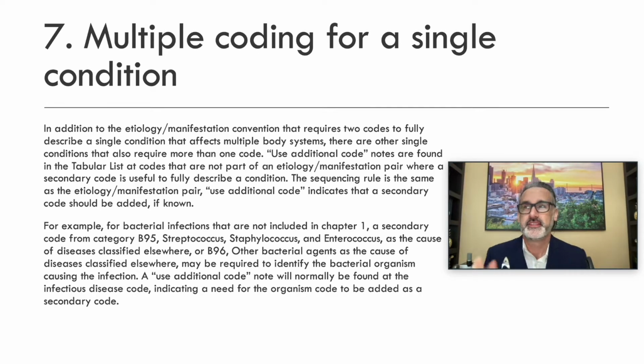And part number 7 here, this is actually a 2-part slide, dealing with multiple coding for a single condition. And here's where the etiology comes in, or the manifestations, when we have 2 codes that describe a single condition that can affect multiple organ systems. And looking at the guideline rule here, it says that we use the phrase use additional code. Notes are found in the tabular list that are not part of the etiology or the manifestation pair when a secondary code is useful to fully describe the condition. The sequencing rule is the same as the etiology or manifestation pair, where use additional code indicates that a secondary code should be added if known. Because sometimes we need 2 different codes to fully describe, as far as the coding process, one condition that the patient has.